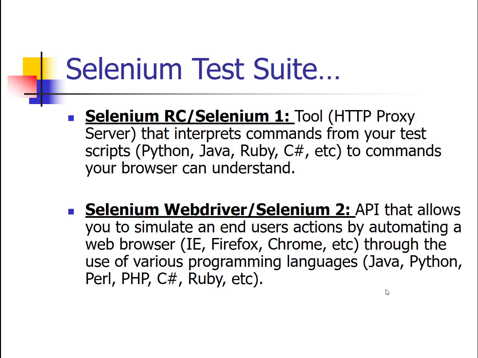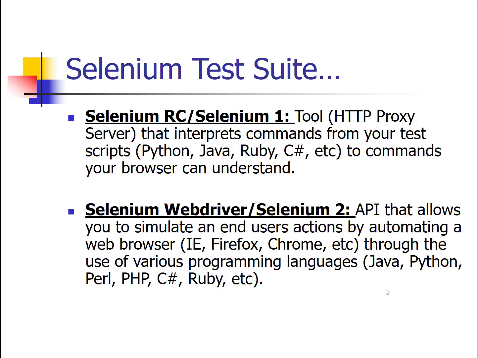Now, Selenium decided to improve on that because of the limitations with Selenium 1, and they came up with a new tool called Selenium WebDriver. And again, Selenium WebDriver is pretty much an API. API stands for Application Programming Interface, that allows you as a user to simulate an end user's action by automating a web browser. We're going to talk about the variety of web browsers out there. And you do that through the use of various programming languages.